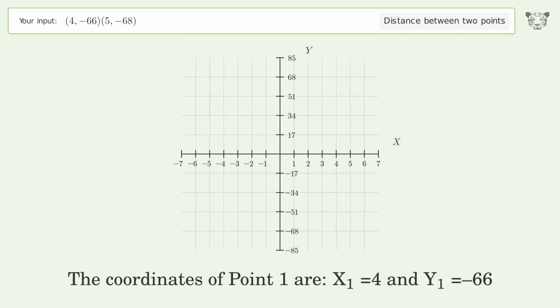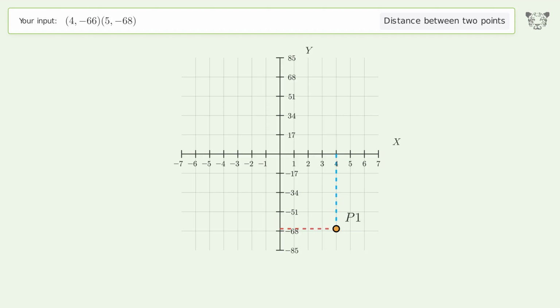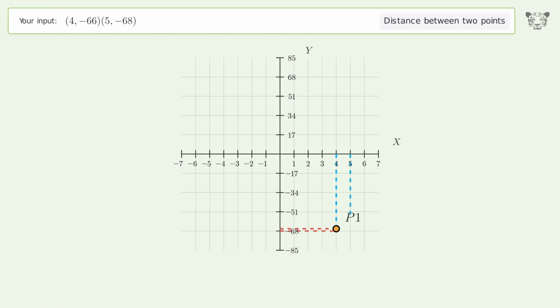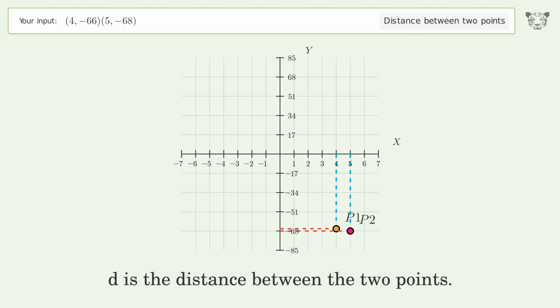The coordinates of point 1 are x1 equals 4 and y1 equals negative 66. The coordinates of point 2 are x2 equals 5 and y2 equals negative 68. D is the distance between the 2 points.